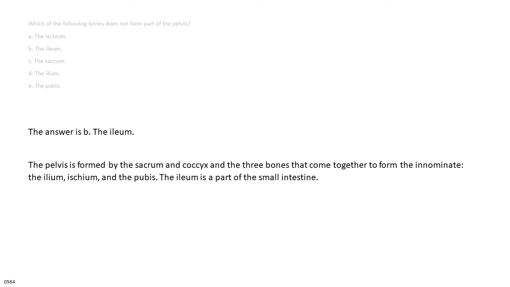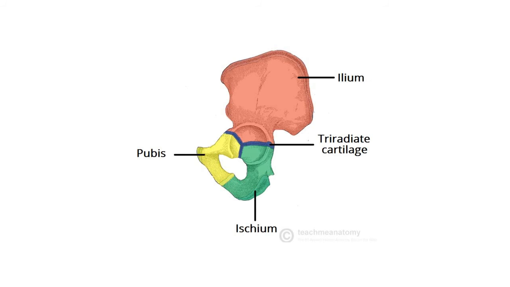The answer is D. The ileum. The pelvis is formed by the sacrum and coccyx and the three bones that come together to form the innominate: the ilium, ischium, and pubis. The ileum is a part of the small intestine.